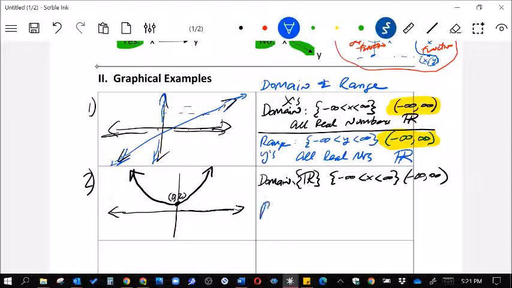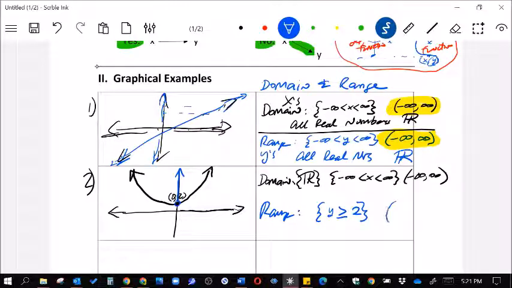And then it's the range. Now the range is a little bit different. The range is only from 2 and on up. So we're including the number 2 and the numbers above it. That means it's all the y's that are greater than or equal to 2, because 2 is included because it's actually on it.